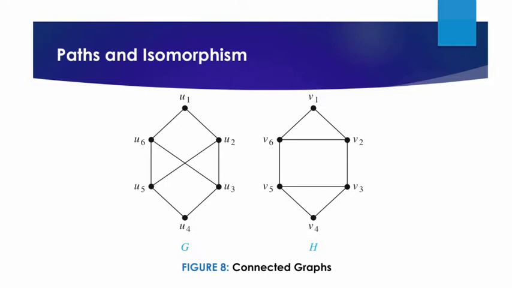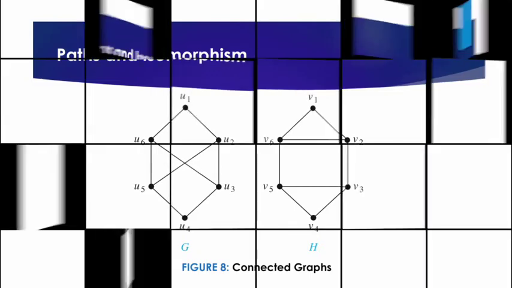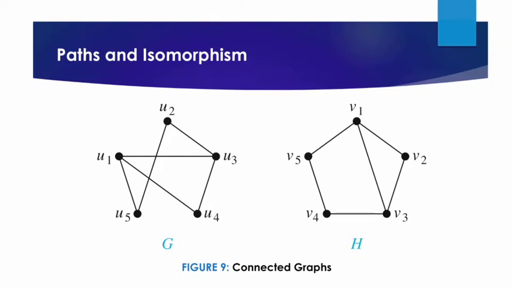All simple circuits in G have length at least 4. Because the existence of a simple circuit of length 3 is an isomorphic invariant, G and H are not isomorphic. So we will discuss another example. Determine whether the graphs G and H shown in figure 9 are isomorphic.